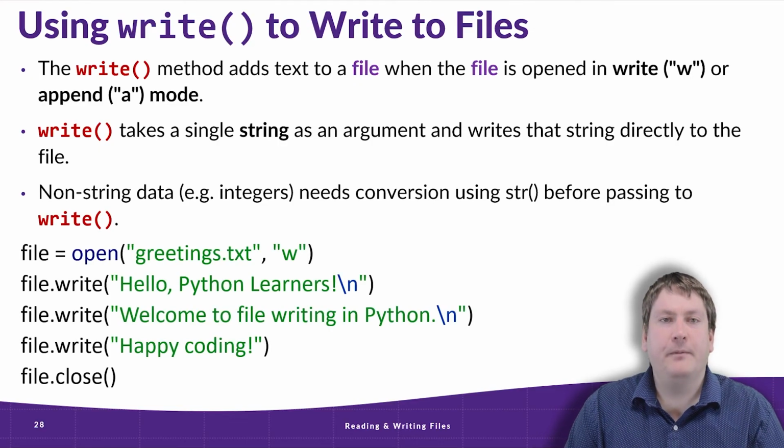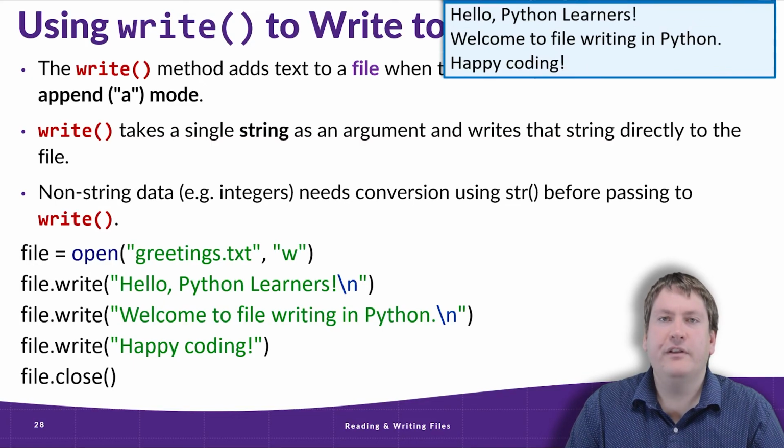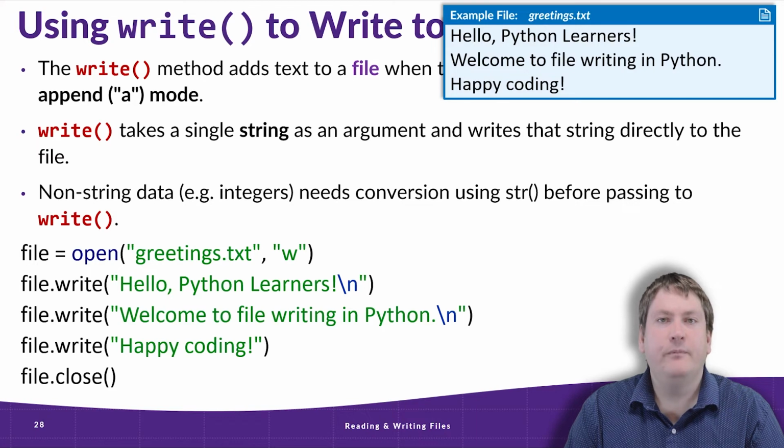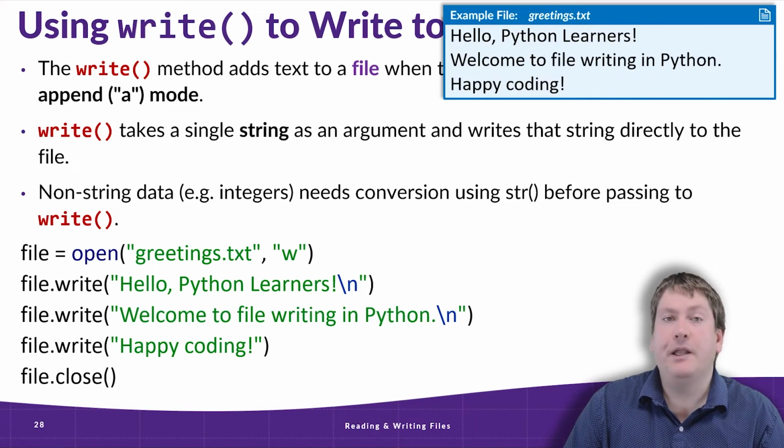Let's take a look at an example. This example is fairly basic. We're just opening a file called greetings.txt in write mode. If that file didn't exist, it would now create it. And then we are writing three different lines using the write method. So this would end up looking like this, the file. It would say, hello Python learners, welcome to file writing in Python, happy coding.